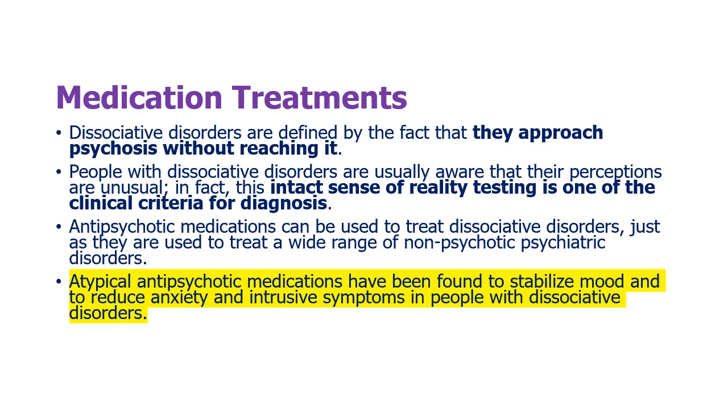Another medication class that can be used is atypical antipsychotics. These medications have been found capable of stabilizing mood and reducing anxiety in people with dissociative disorders. However, it's important to note that these individuals are not, in fact, psychotic or are not undergoing psychosis. In fact, one of the most important diagnostic criteria is that these individuals have intact sense of reality. So they are aware that their perceptions are unusual. However, this would not be the case in a true psychosis.